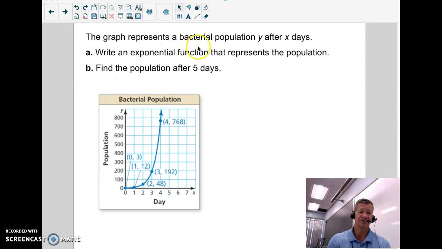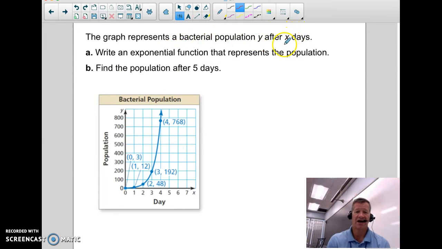How do I write an exponential function that represents this population if x stands for the number of days and y stands for the population? Well, remember, exponential functions for part A can be written in the form y equals a times b to the x power. Okay?